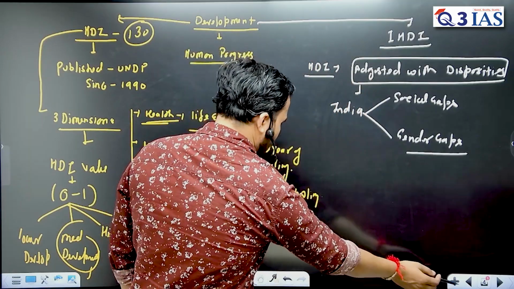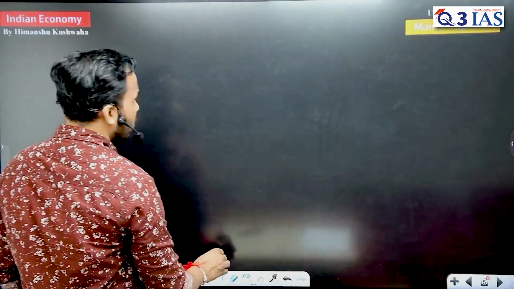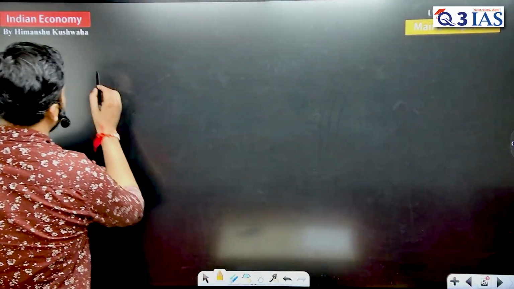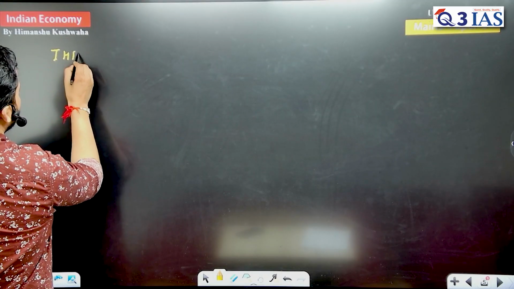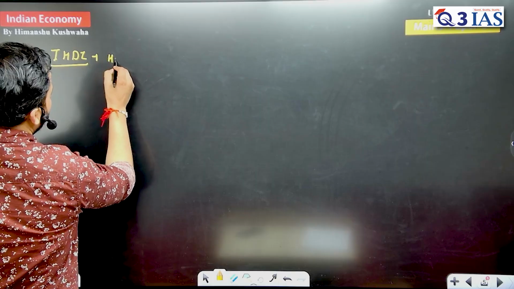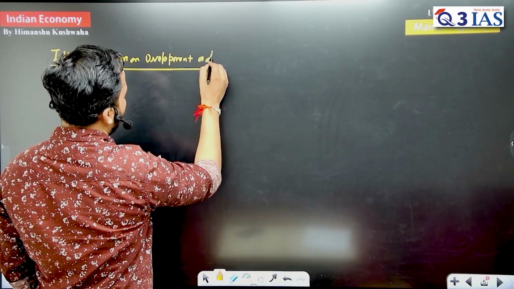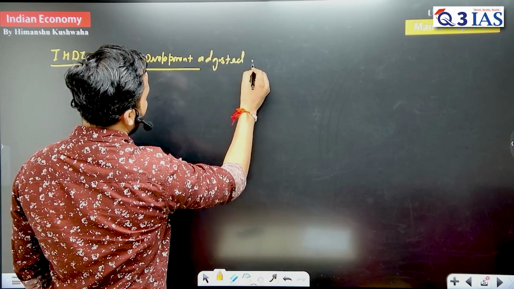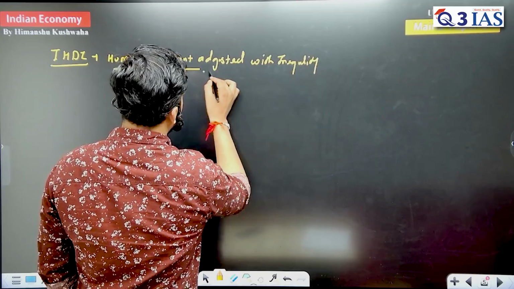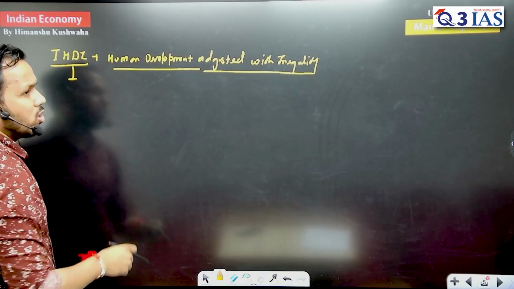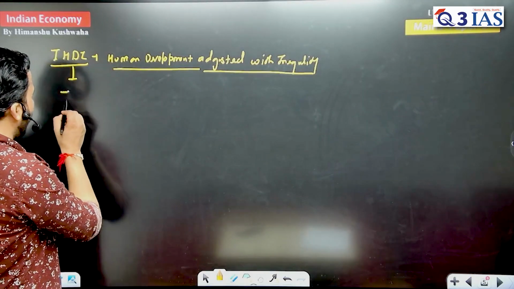Suppose we move on to the next page. Suppose we're talking about IHDI, the Human Development Index adjusted with inequality. And if we take an example, because the question asked us to take the reference of India, so now we will take the reference of India.